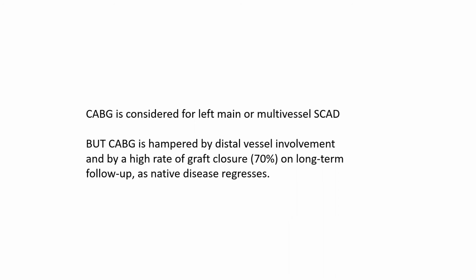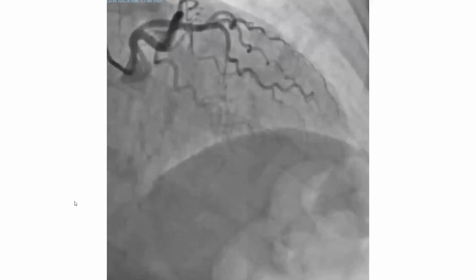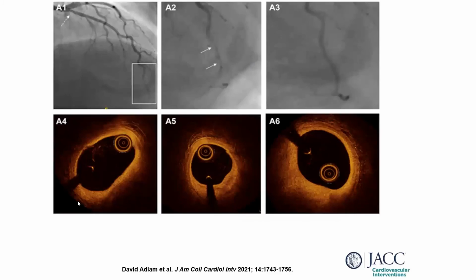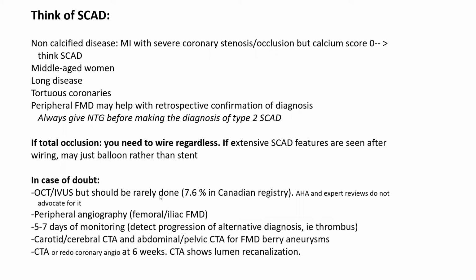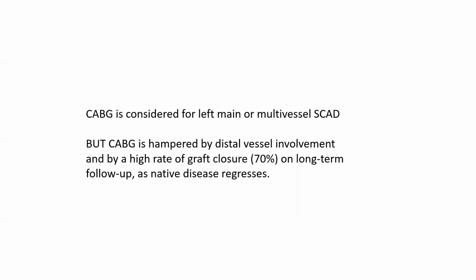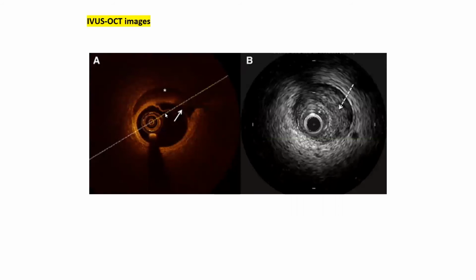So you understand the importance of those features. The less of them you have, the more you want to do IVUS or OCT, because it could be just atheroma with plaque rupture. Since I mentioned IVUS and OCT so many times, I want you to see how they look, because as we start recognizing SCAD more, we'll be doing more.